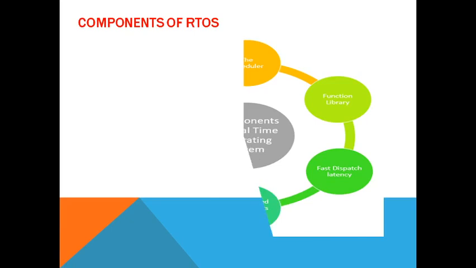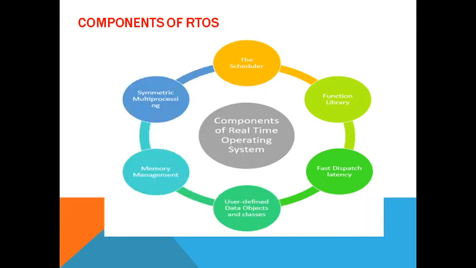So what are the components of RTOS? The figure shows the components of RTOS. The first component is the scheduler, then function library, fast dispatch latency, user defined data objects and classes, memory management and symmetric multiprocessing. The scheduler is required to schedule the tasks. Function library is required to provide code, because reusability is a basic function with the help of which we can avoid the redundancy of data as well as extra work.